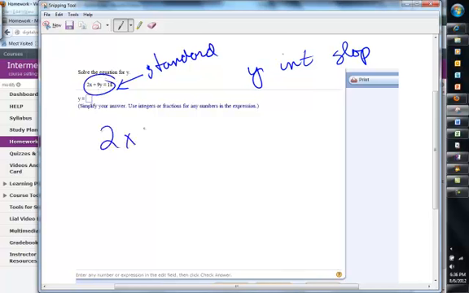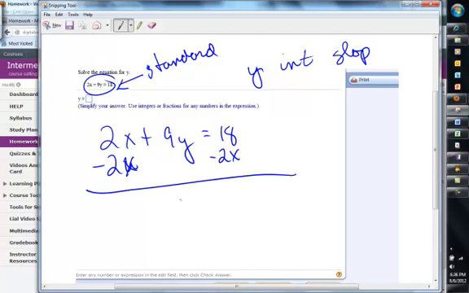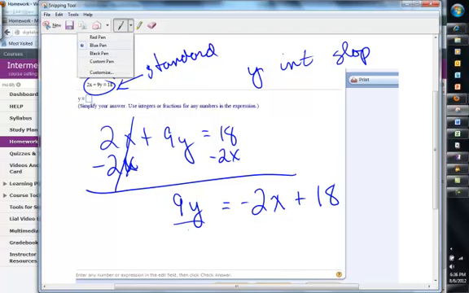So 2x plus 9y equals 18. First thing we're going to do is subtract 2x from each side. And when we do, we get 9y equals negative 2x plus 18. Make sure you put the 2x first, because we always like to end with the constant term, the 18 in this case. Now divide both sides by 9.